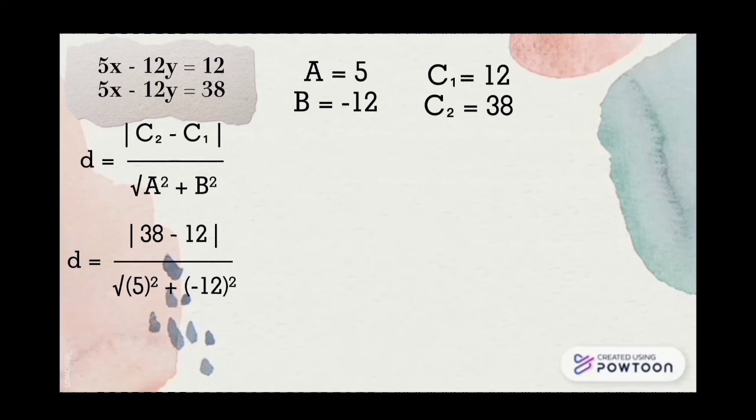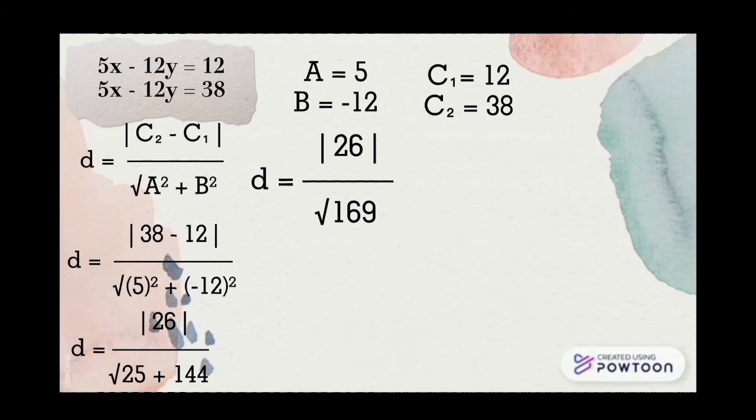So 38 minus 12 is equal to 26, all over the square root of 5 squared, which is 25, plus negative 12 squared, which is 144. So the absolute value of 26 is 26. And then 25 plus 144 is equal to 169. Just copy 26, so the square root of 169 is 13 because 13 times 13 is equal to 169.